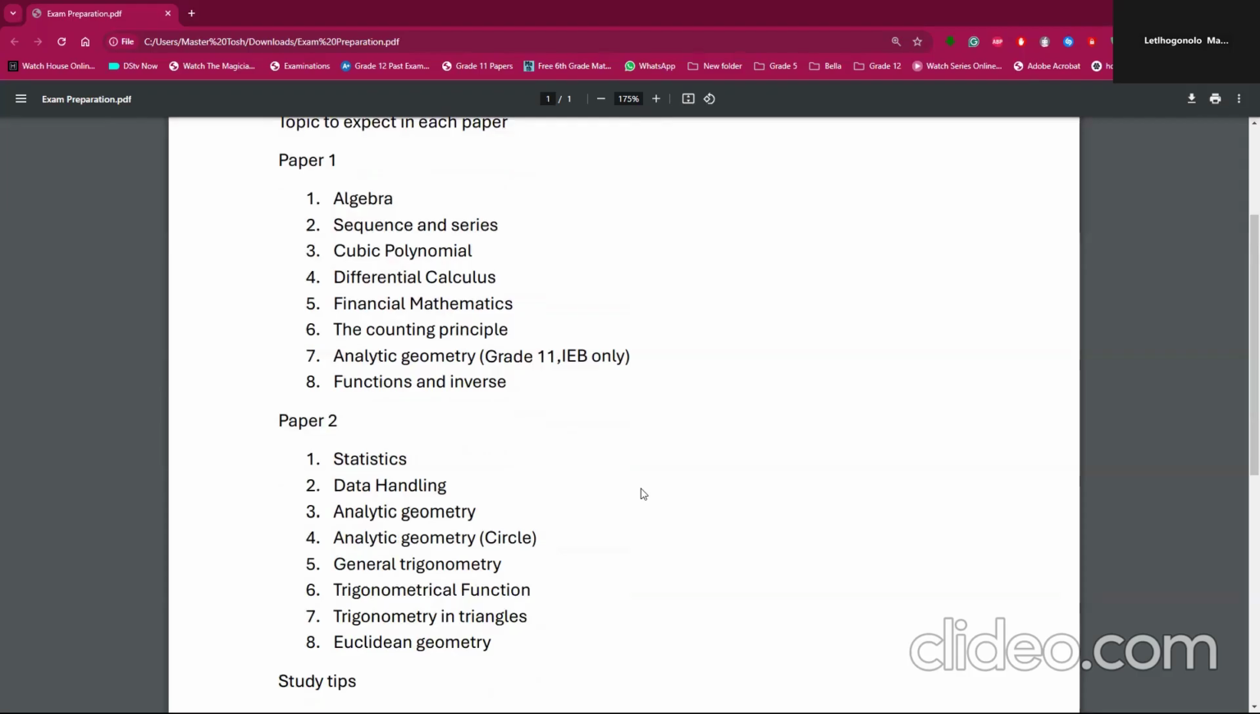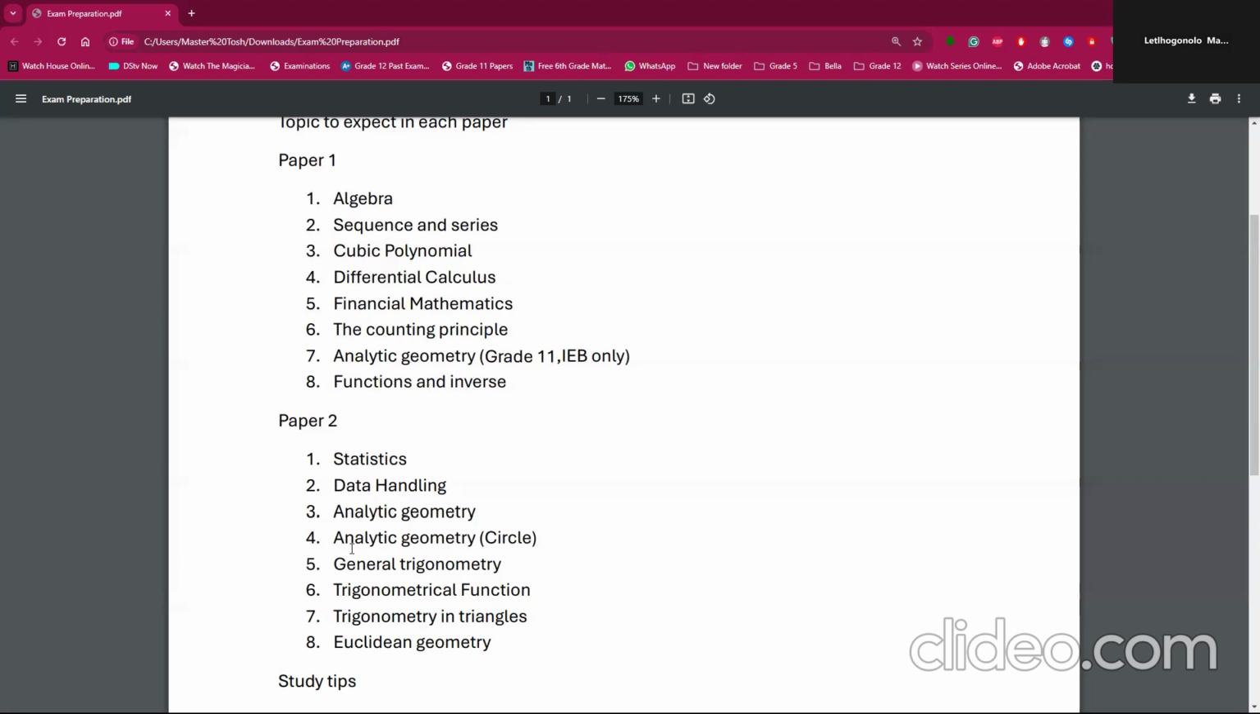For paper two, we can expect statistics. This is now going to be mostly using your calculator to calculate the R value, and using your calculator to find the equation of y equals ax plus c. We're going to have our data handling. You already know by now what data handling is. We've been doing it since grade 10: mean, average, giving you the ogive curve and expecting you to be able to analyze it.